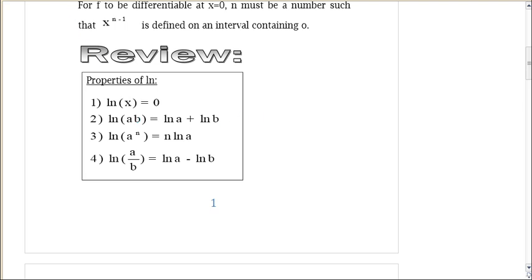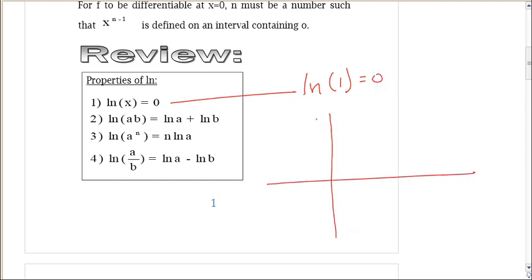Now, the first one, let me rewrite it for you. Looks like there might be a little typo. This should say ln of 1 is equal to 0. And the reason why is this. If I sketched a graph, just a quick little graph, let me grab another color here. At 1, my ln of x actually crosses the x-axis, so that means my height here would be 0. So that's why that's true.